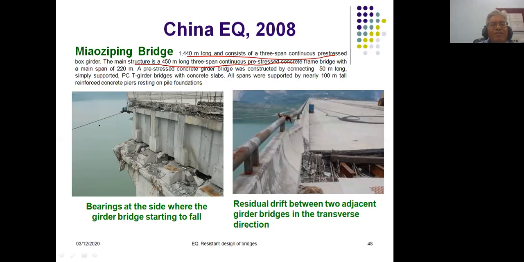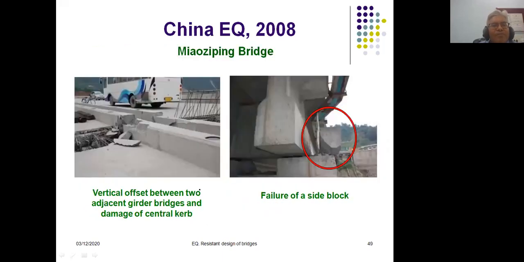It is a prestressed concrete bridge, but because of the small seating width, it collapsed. You can see the bearings at the sides, where a very small seating width was found, and that is to be there. You can also see large transverse deformations, residual drift between the two adjacent girders in the transverse direction. You can also see a vertical offset, because many times we design for lateral forces, lateral accelerations, but vertical accelerations are not accounted for in the design. If the bridges are very near to the epicenter, there is a possibility of vertical accelerations and vertical offsets are found.